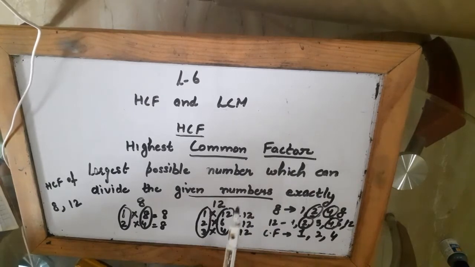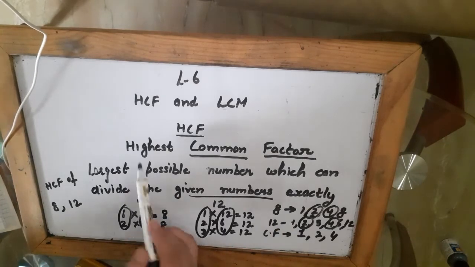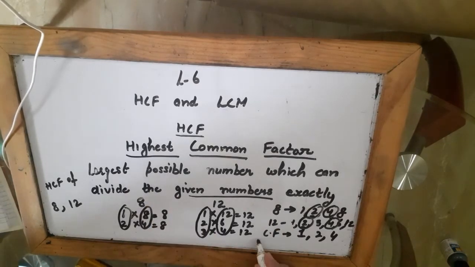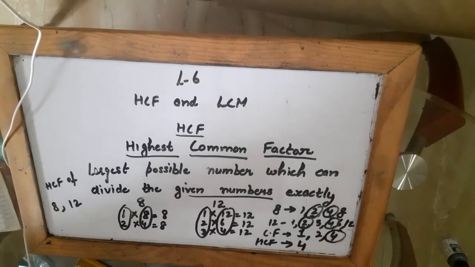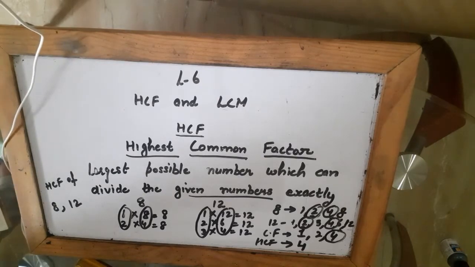So first of all I took out the factors, then I took out the common factors. Now what is the third word? It's highest. Now from these common factors I have to see which is the highest common factor. So which is the highest common factor? 4 is the highest common factor. So this is how we take out the HCF of the two numbers.